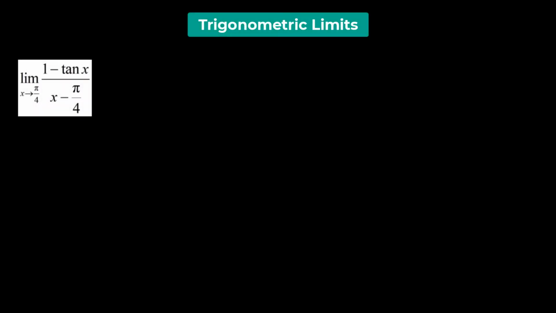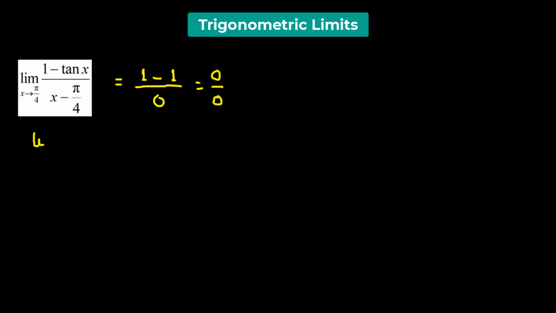So we have the trigonometric function (1 − tan x) / (x − π/4). We have to determine the limiting value of this given function when x approaches π/4. We clearly see that when we substitute the value of x, we have 1 − tan(π/4), which equals 1 − 1 = 0, divided by π/4 − π/4, which is 0. So we are getting 0 over 0, which is an indeterminate form. That means we'll need to simplify our given function.